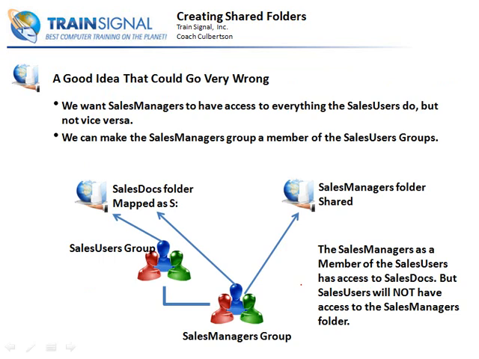Okay, now here's the situation. We want sales managers to have access to everything that the sales users do, but not vice versa. So what we can do is we can actually make the sales managers group a member of the sales users group. Now, if we make the sales manager group a member of the sales users group, and yeah, we can make groups member of other groups, that's what we call nesting groups, then if sales users group has access to the sales docs folder, then so does the sales managers group.